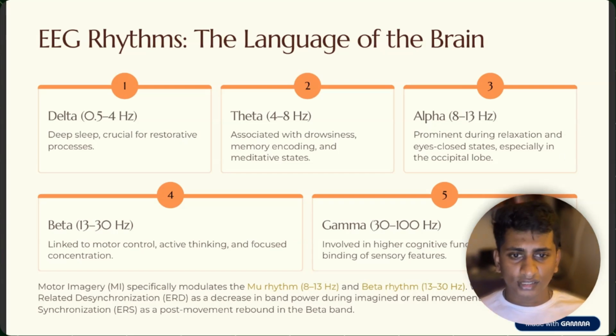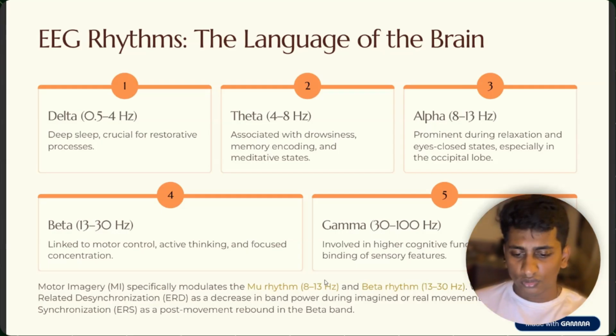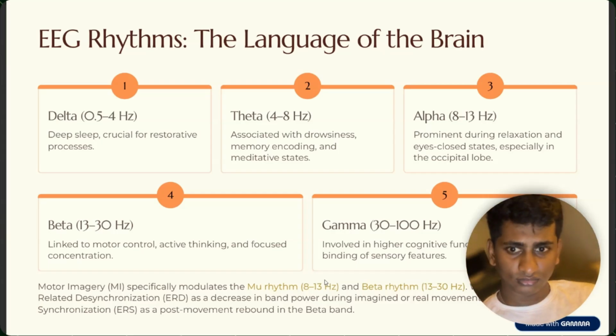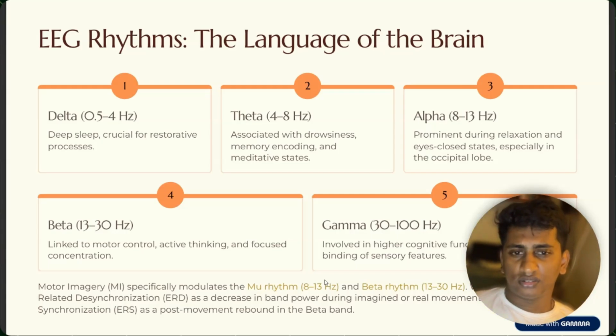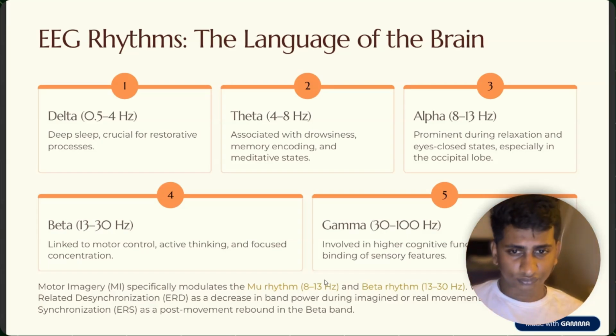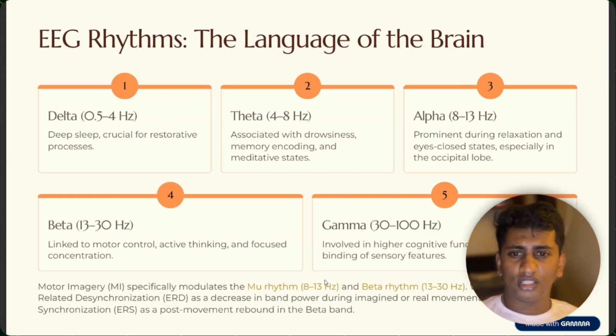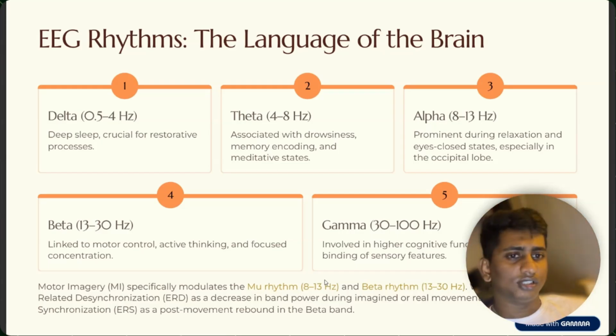So there are these rhythms which you need to understand before entering the concept. You have an idea what a brain-computer interface is. It basically decodes the neural activity and translates it into commands. There are basically 5 rhythms. The delta rhythm is from 0.5 to 4 hertz, which you see when you sleep. Theta is 4 to 8 hertz, when you are in a meditative, concentrated state, like listening properly in class. Alpha is prominent during relaxation, at 8 to 13 hertz.